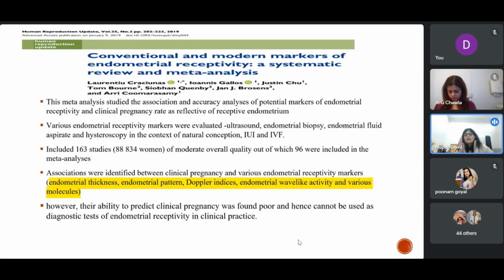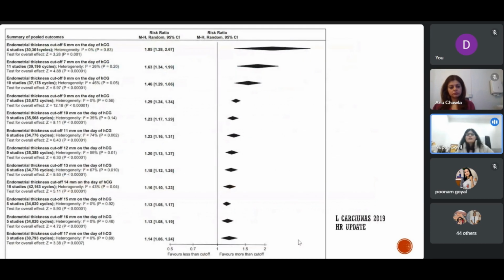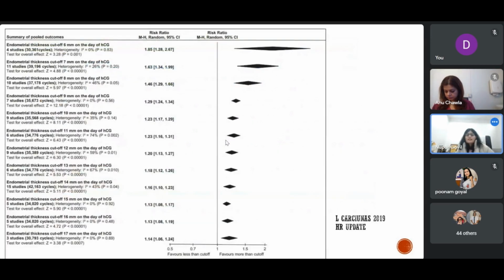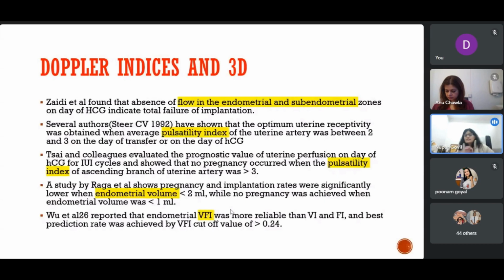This was a meta-analysis which was done to compare all the conventional and modern markers of endometrial receptivity, and they found an association between endometrial thickness and pregnancy rate, but its ability to predict clinical pregnancy was found poor, and they suggested that it cannot be used as a diagnostic test of endometrial receptivity in clinical practice, because between pregnant and non-pregnant patients there was no significant difference in endometrial thickness. If they took 7 mm as a cutoff, they found an increasing strength of association with increasing endometrial thickness. The thicker the endometrium was, the more favorable it was for pregnancy.